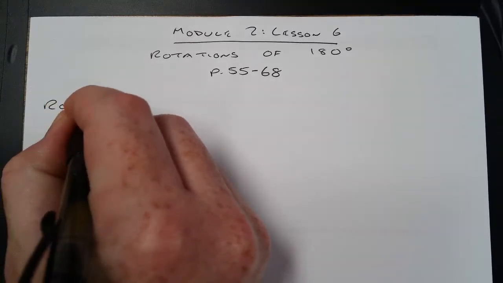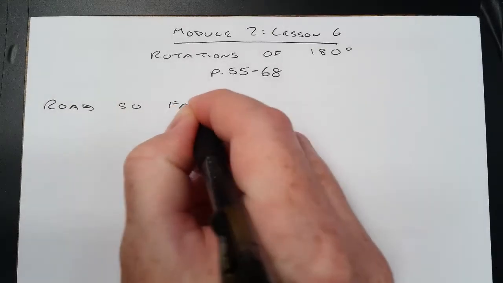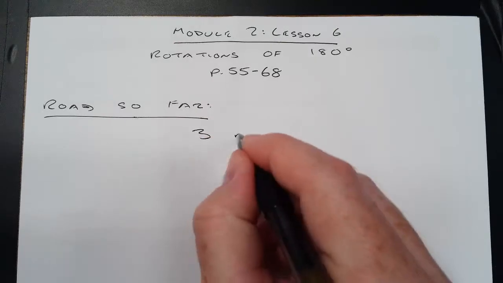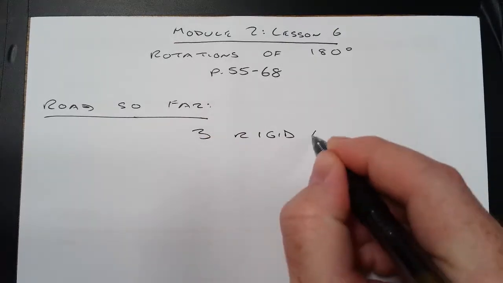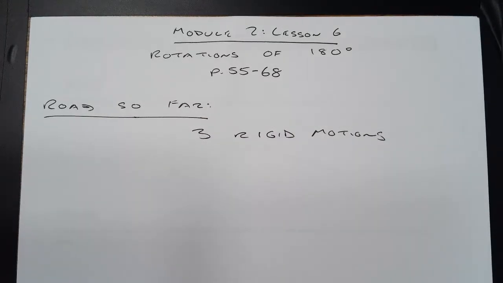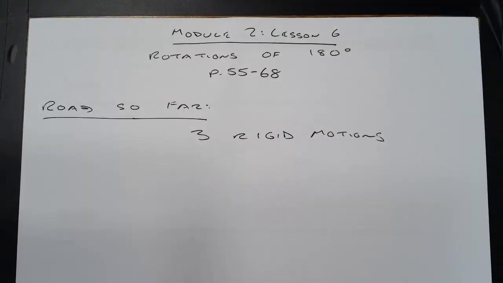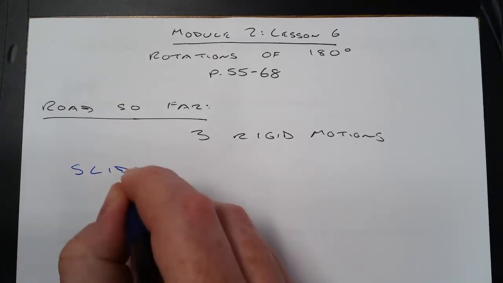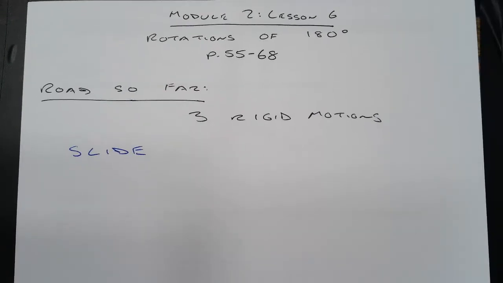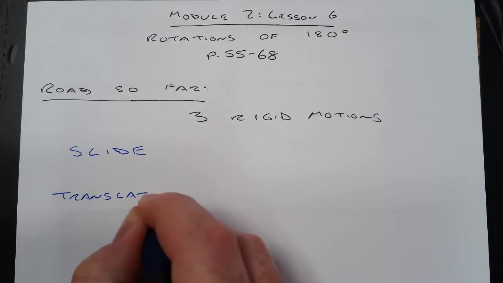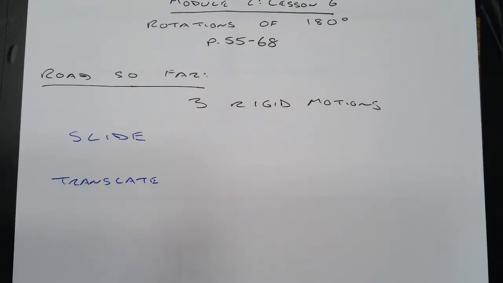But let's talk about the road so far. So far in Module 2, we have talked about 3 types of rigid motions. And remember, rigid motions are congruent motions where the size and shape do not change. The first one was called a slide. When we slide, the mathematical term for it is we translate. Slide and translate are the same thing.